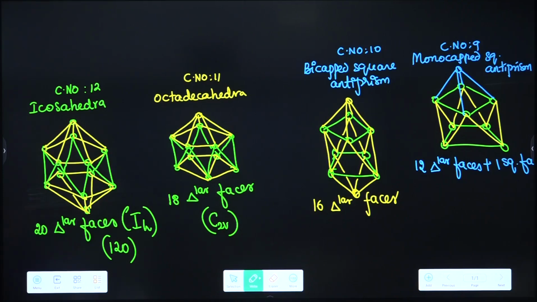Can you give me any example for icosahedral structure from our inorganic chemistry? We have B12H12 2 minus borane, or you can also have a carborane, C2B10H12. It will have what you call super aromaticity. Not simple aromaticity, it will be having super aromaticity.